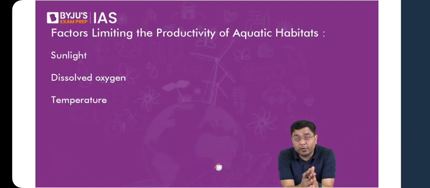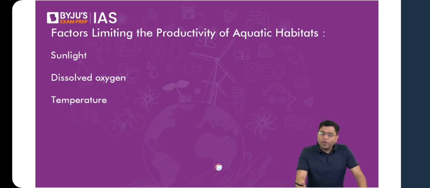But when we talk about the factors limiting productivity in aquatic habitats or the aquatic ecosystem, here you have three major factors. One is the availability of sunlight, right? Availability.